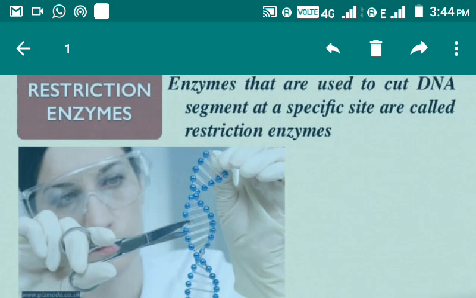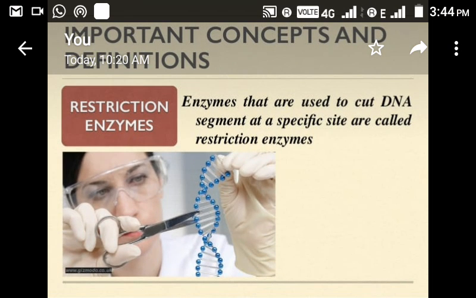First one is restriction enzymes. You might have studied restriction enzymes very briefly when you were studying the enzyme part in biochemistry. You all know about enzymes, but here this enzyme is very specific, known as restriction enzyme. Enzymes that are used to cut a DNA segment at a specific site are called restriction enzymes.